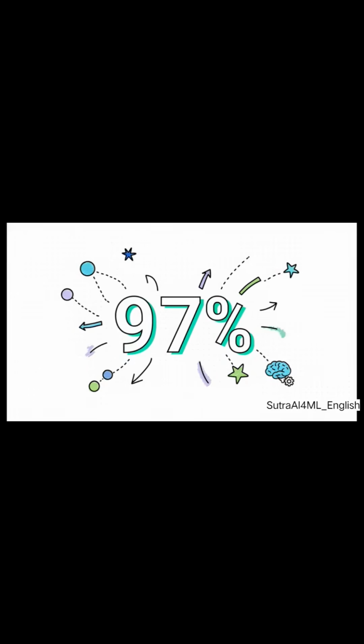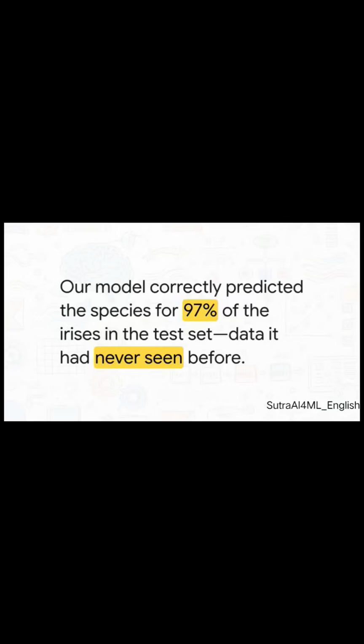97%. Wow, that is an absolutely fantastic result. Our model, just using that simple logic of finding the closest neighbor, totally passed its exam with flying colors. But what does a number like 97% actually mean? Well, it means that for all the irises in that test set, data the model was completely blind to, it correctly identified the right species 97% of the time. This proves it didn't just memorize the training data, it actually learned the general patterns.